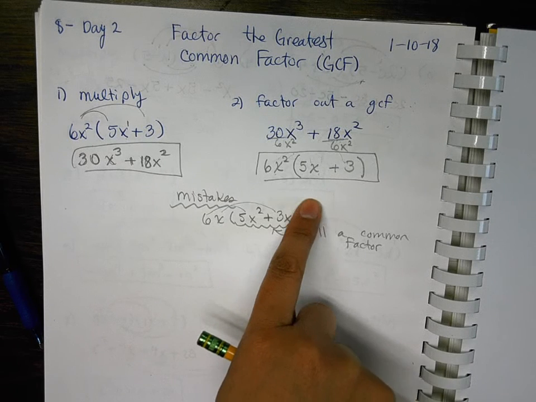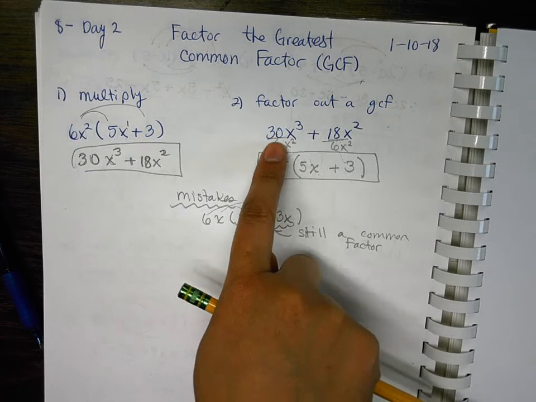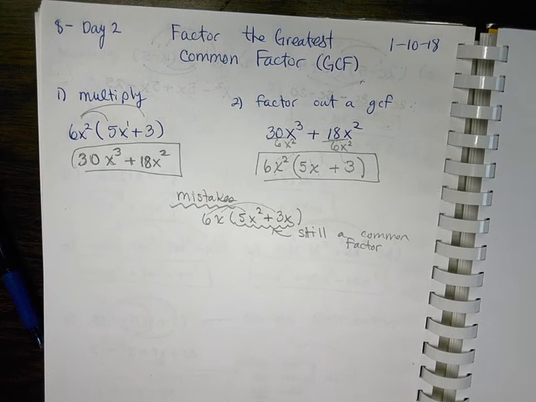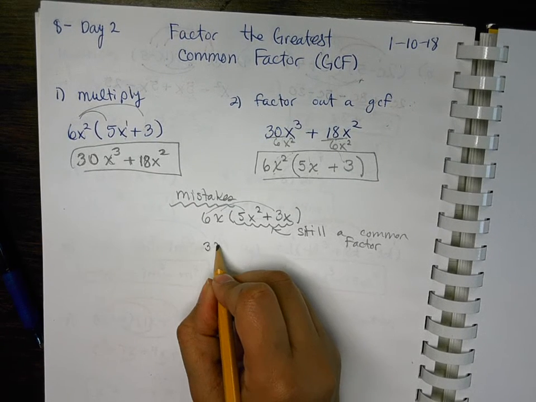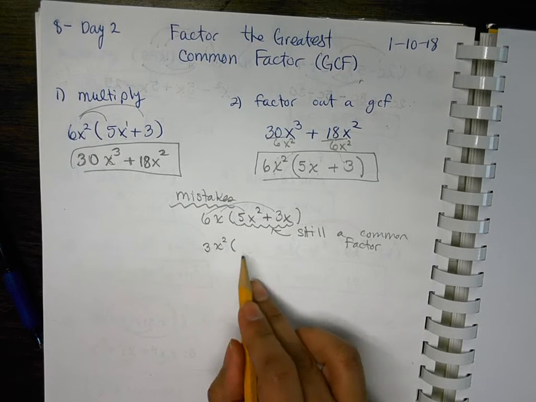Another mistake kids make is they look at 30 and 18 and they think, 3 goes into both of them. Does 3 go into 30 and 18? And then they say x squared. 3 times what is 30?